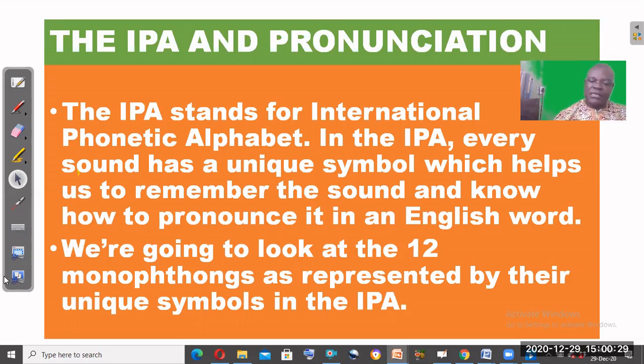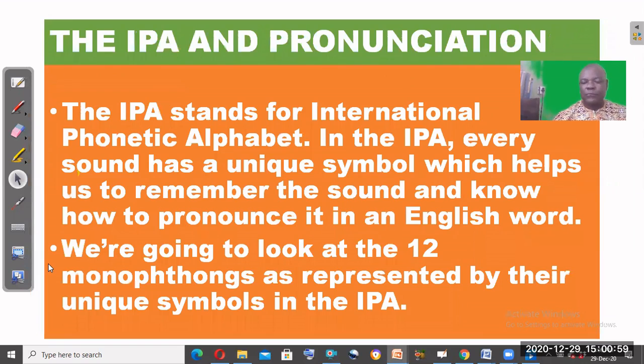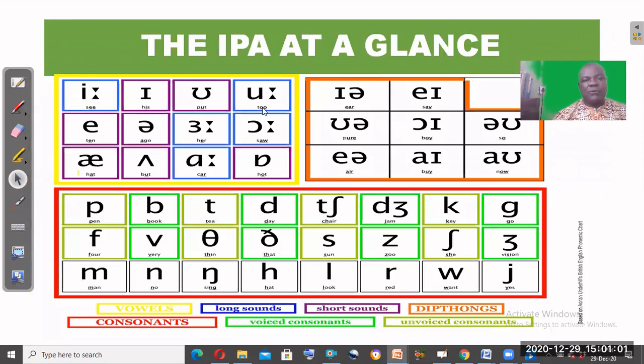And of course, we already saw these symbols. These are symbols, you can see. These are all symbols, all right? All these are symbols, and all these are also the phonetic symbols. But we are going to look at them as they appear in the IPA. All right? Here we are, the IPA at a glance.